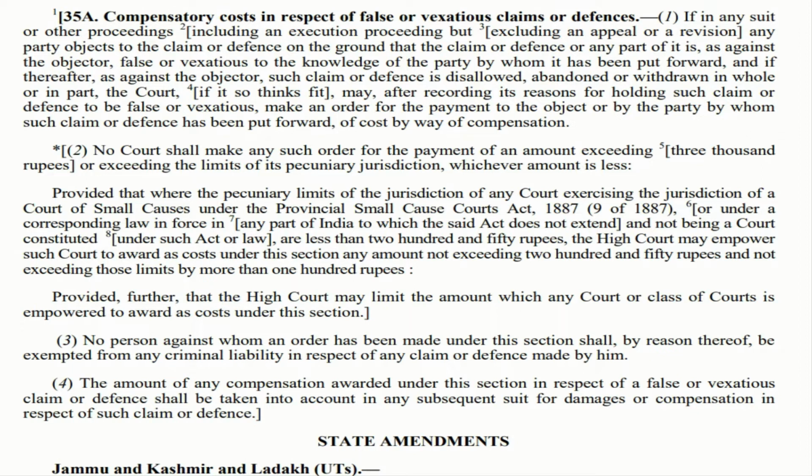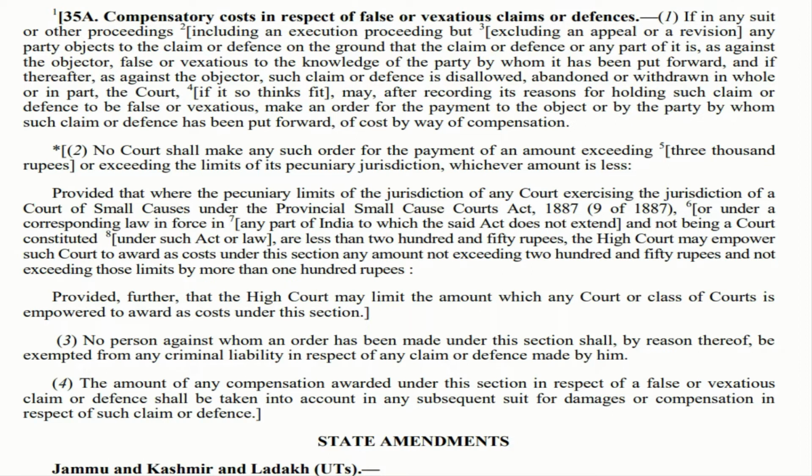Let us move to subclause 2 of Section 35A. What is the maximum amount of compensation which can be imposed? The answer is 3000 rupees only. Or there is another option given, the amount not exceeding the limits of the court's pecuniary jurisdiction, whichever amount is less. For example, if the pecuniary jurisdiction of a court is say 2000, then 2000 will be the maximum limit. If the pecuniary jurisdiction of the court is say 5000, then 3000 will be the maximum limit.